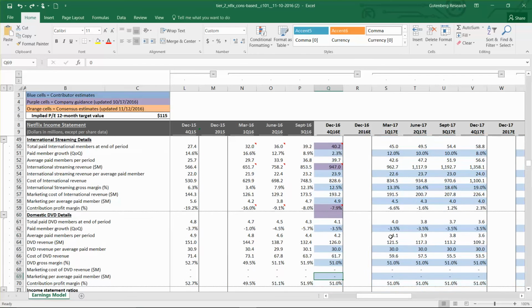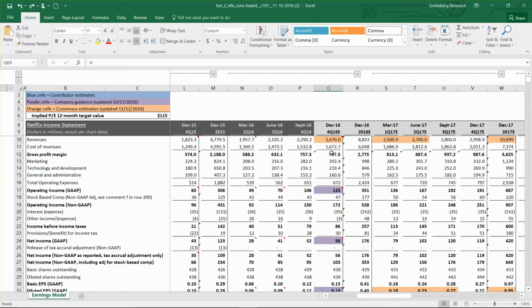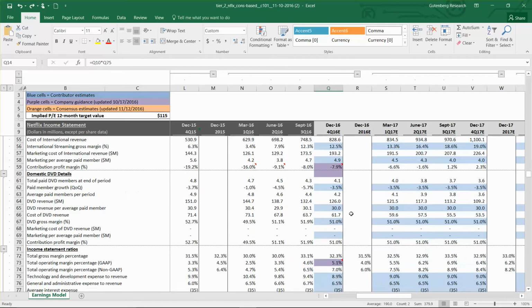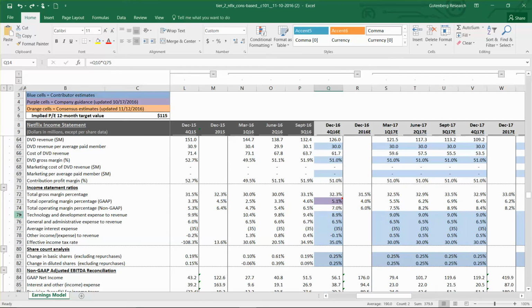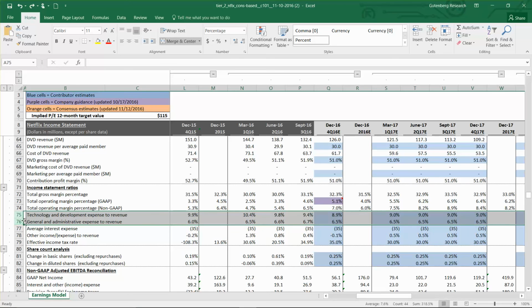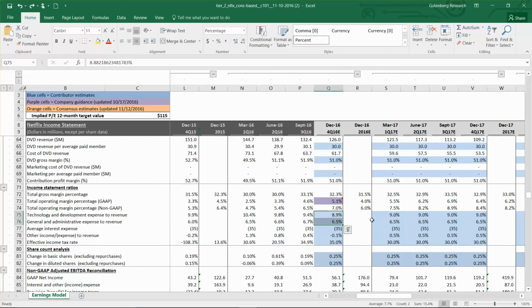Then once you have those items, all of that feeds directly into the income statement. So that would be the revenue, gross margin. Most of the operating expenses are in here except for technology and G&A. So you can see down here we have some basic assumptions. This is technology and development expense to total revenue and general and administrative expense to total revenue. So you can adjust those items as well. We kept them pretty stable compared to the historic results.